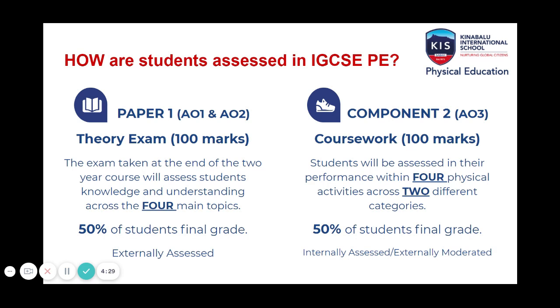The second part, component two, measures students' success against assessment objective three in their physical performance. The coursework, which is also worth 100 marks, requires students to choose four different physical activities in which to be assessed. These sports or activities need to come from two different categories that we'll look at in a moment. Again, it makes up 50% of students' final grade. So 50% of students' grade will come from their theory, and 50% will come from their practical.